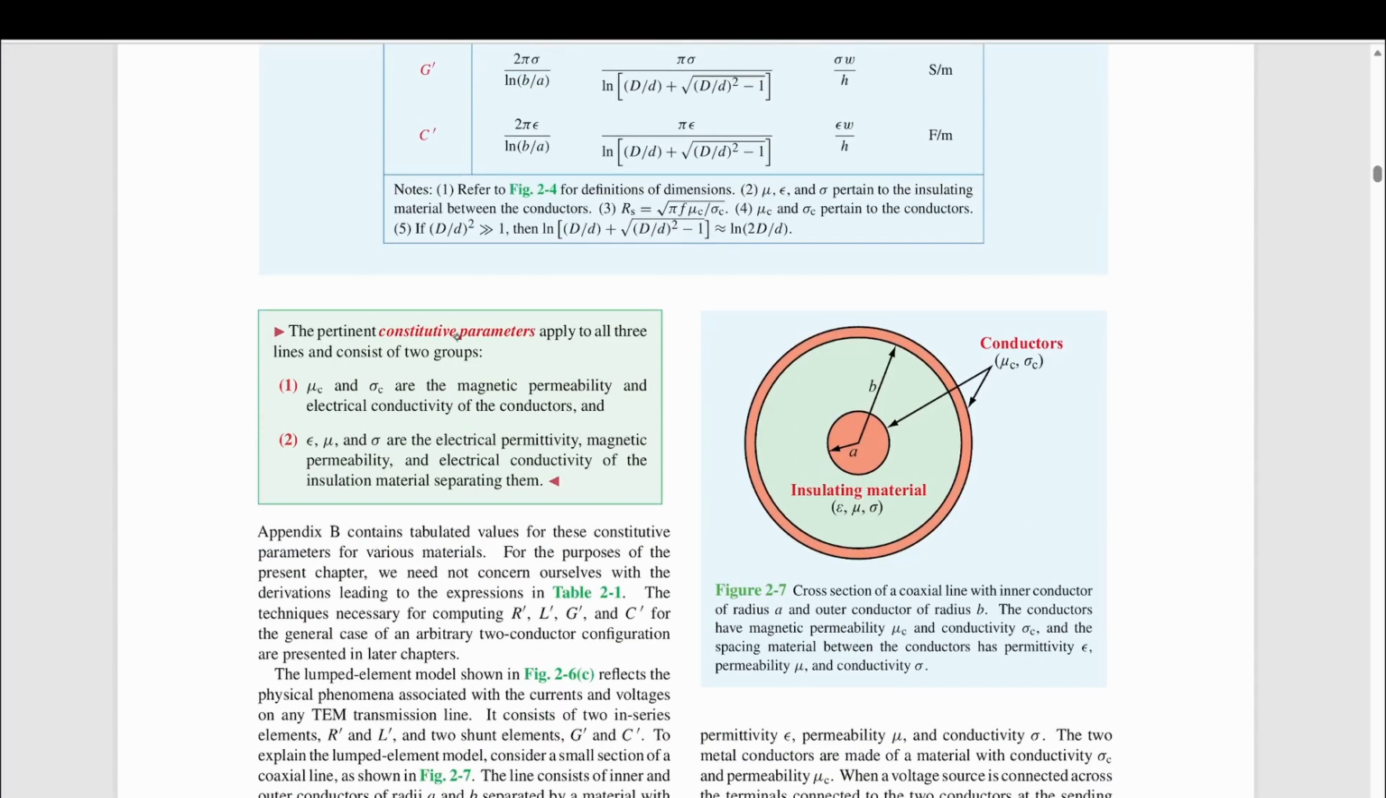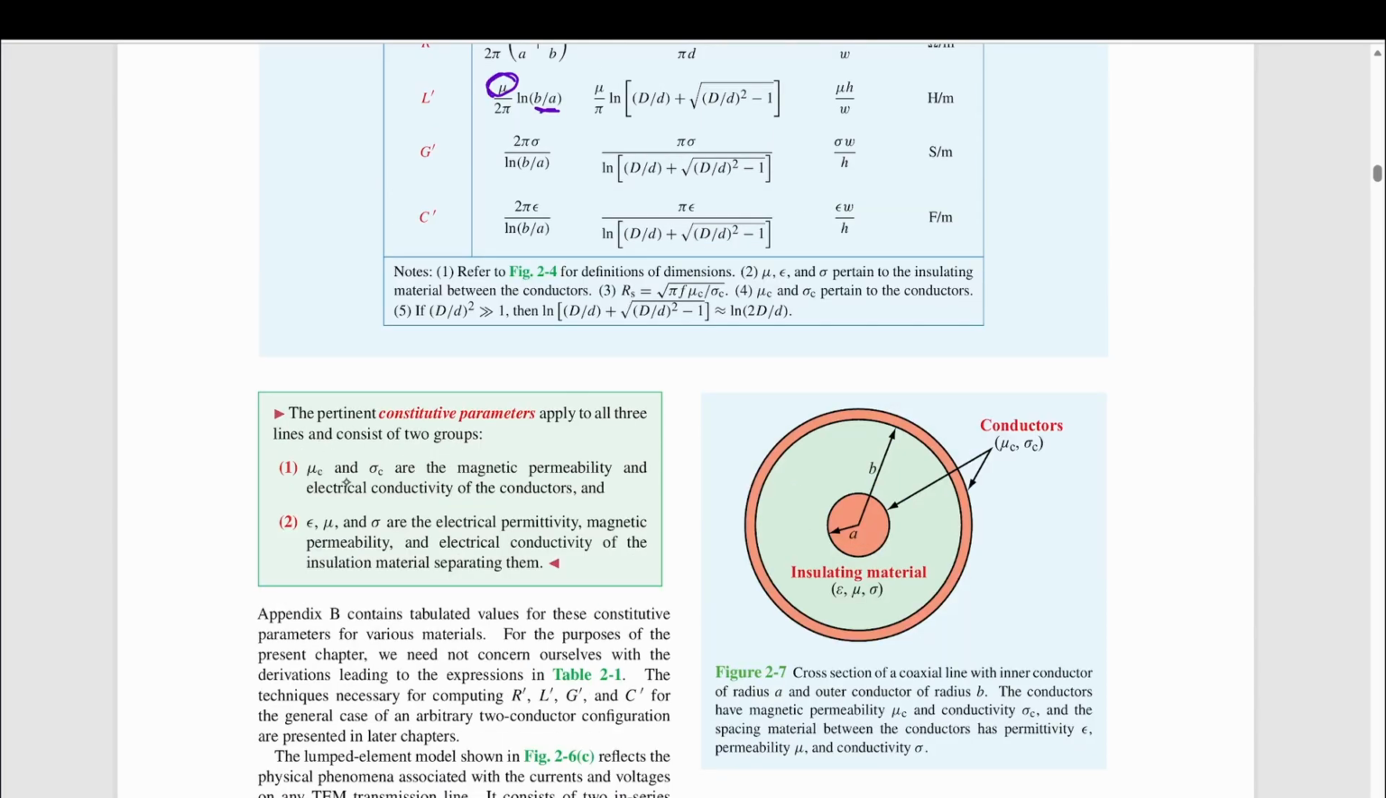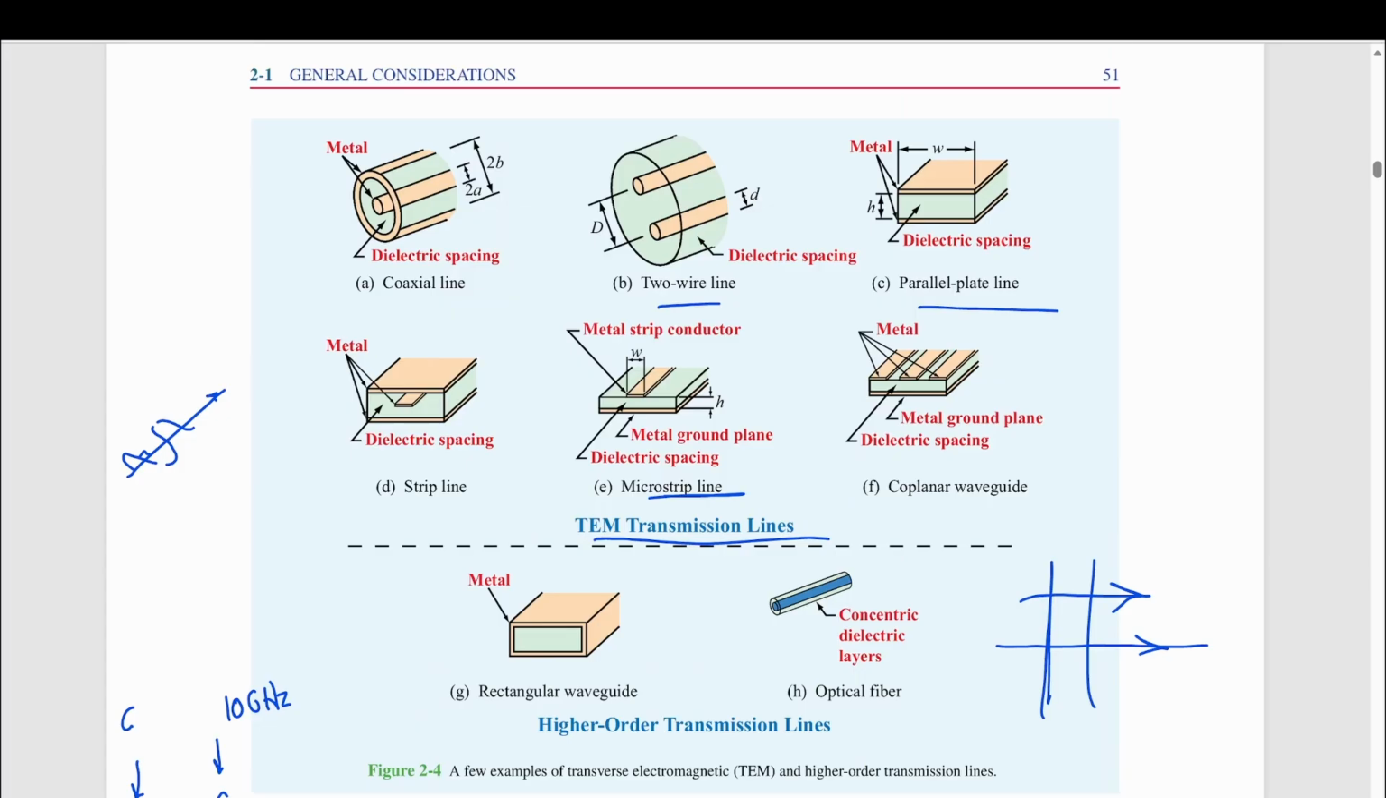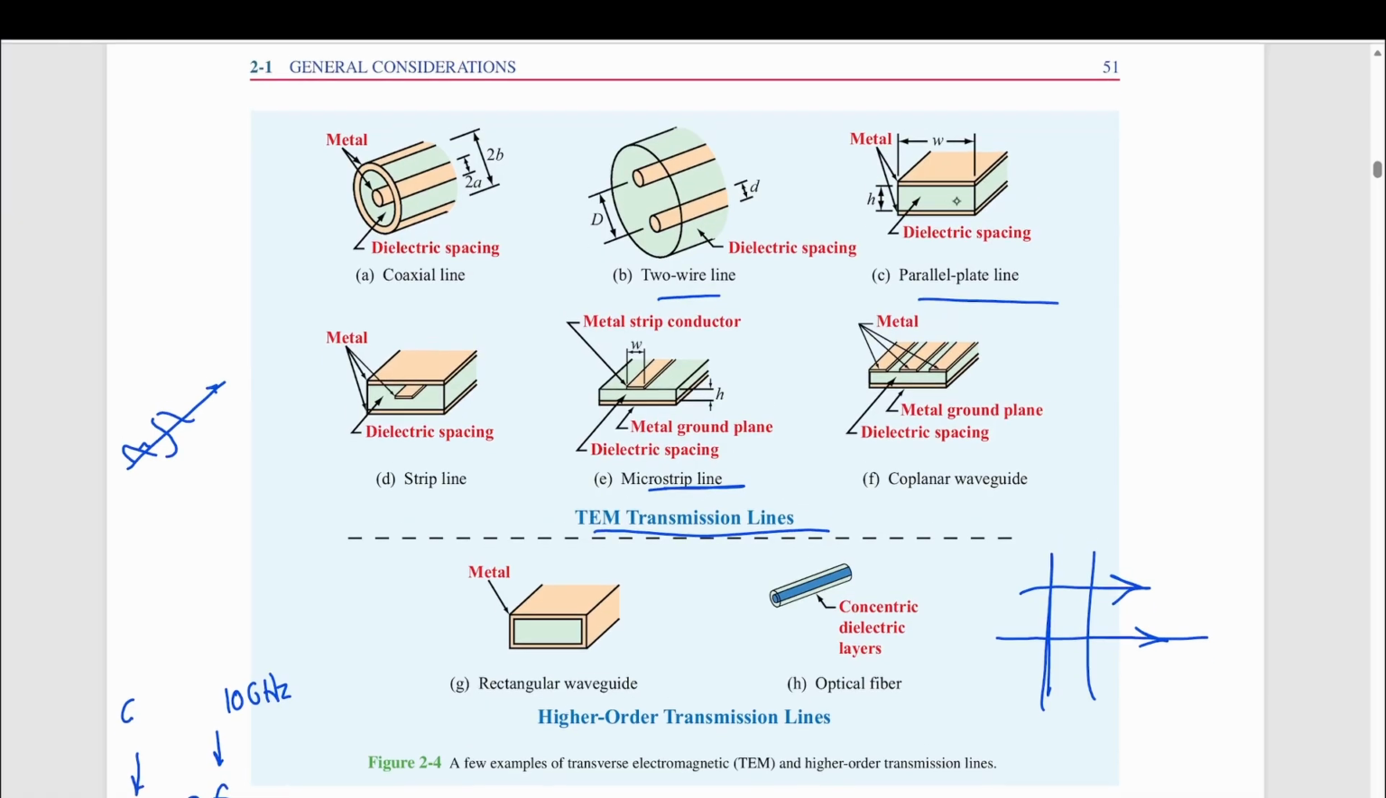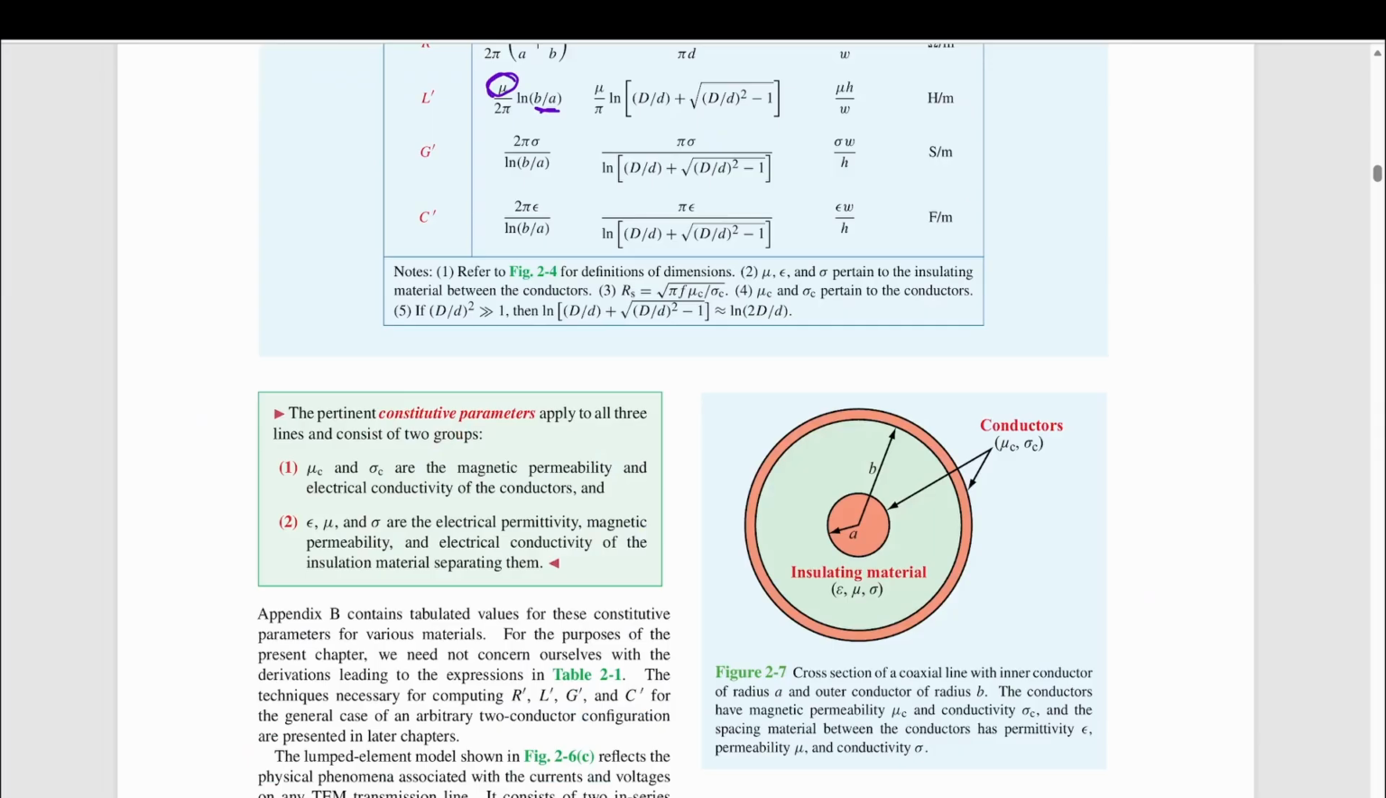The relevant constitutive parameters, the electromagnetic ones, apply to all three lines and consist of two groups. mu_c and sigma_c are the magnetic permeability and electrical conductivity of the conductors themselves, and epsilon, mu, and sigma are the electrical permittivity, magnetic permeability, and electrical conductivity of the insulation material between them. So it's divided into two parts: one concerned with the material between them, and the other concerned with the conductor itself.